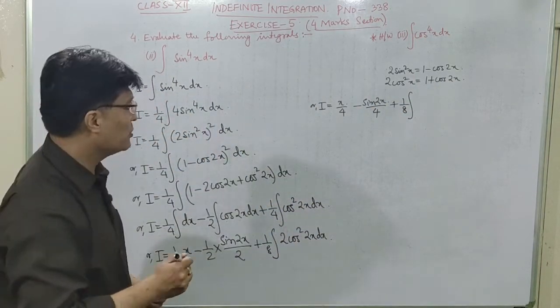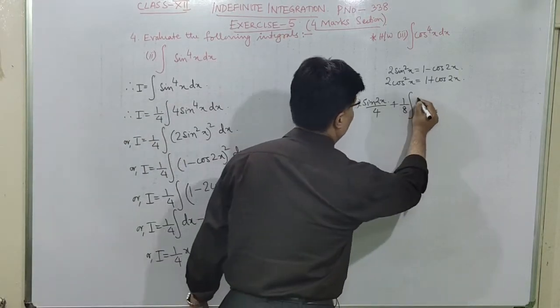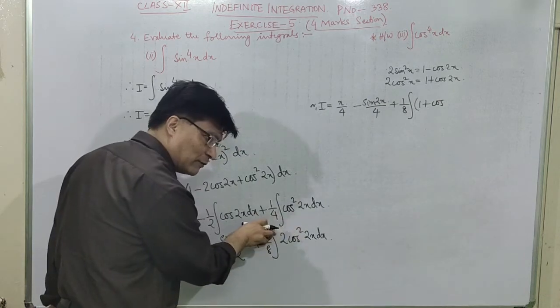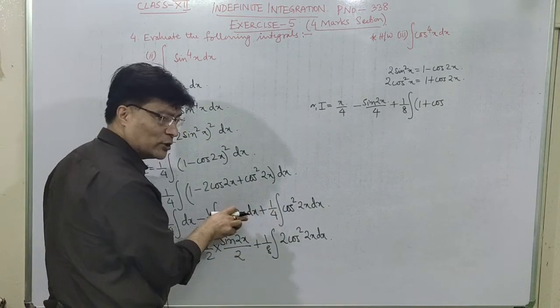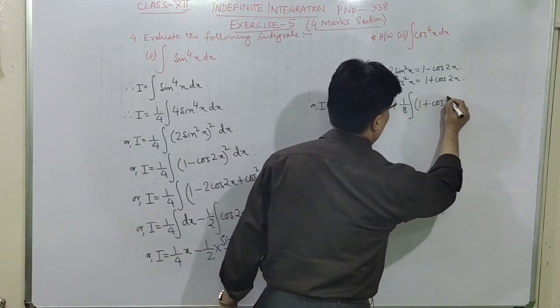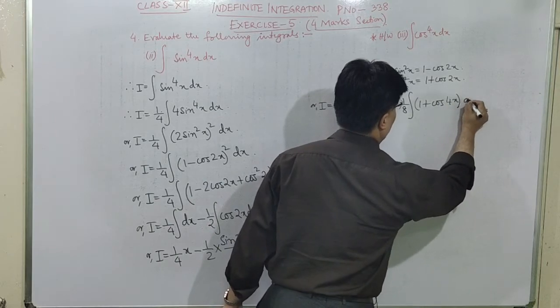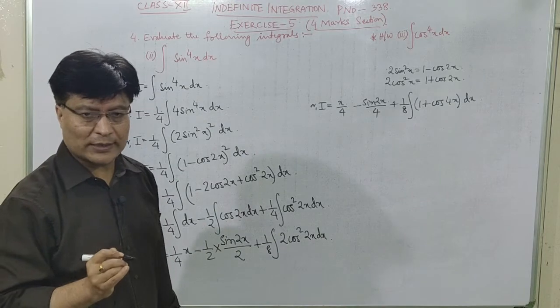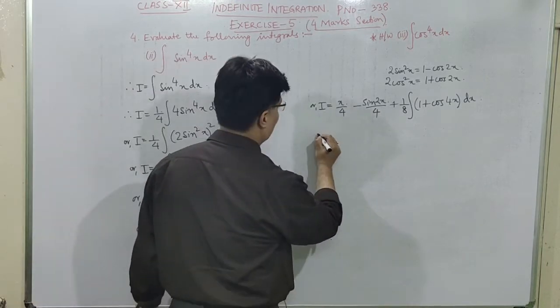4x. So you should write here within bracket 1 plus cos. So double of 2x, that is 2 into 2x. What is 2 into 2x? It is 4x. So it is 4x bracket closed dx. So I think you have understood it. So let us separate them.